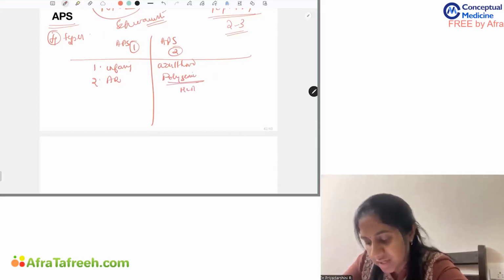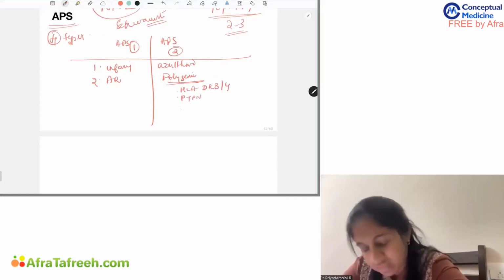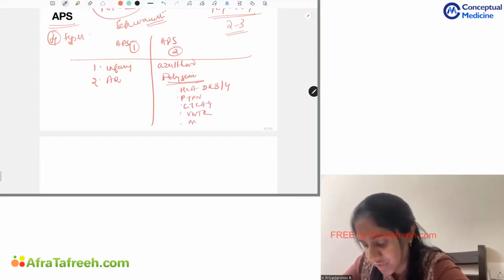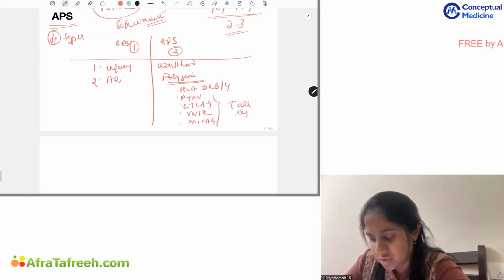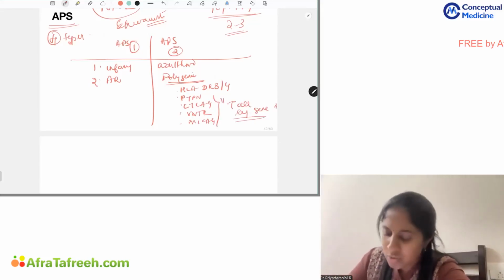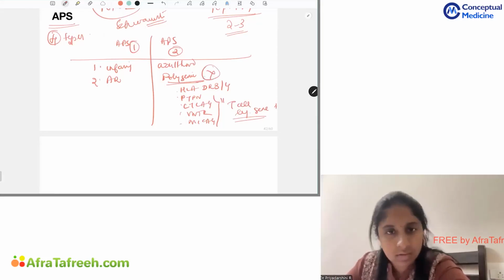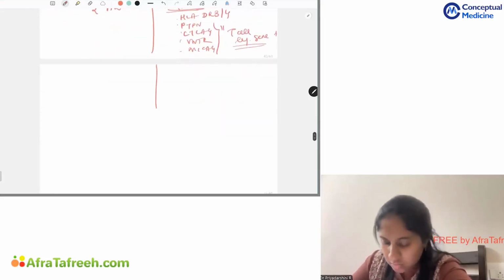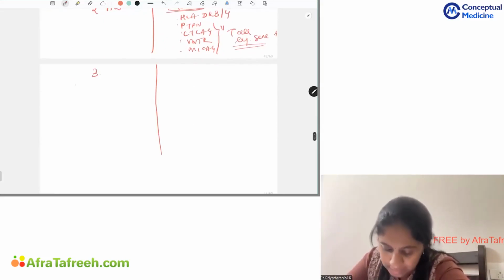There should be some HLA-DR3 or DR4 polymorphisms, or sometimes certain other mutations like PTPN22 mutation, or CTLA4 mutation, or sometimes VNTR mutations, MICA gene mutation. All these are T cell regulatory gene mutations. So there would be some problem with the T cell regulation and thereby the autoimmunity. So it would be usually polygenic inheritance. Clear? So APS1 usually will have a classical triad.